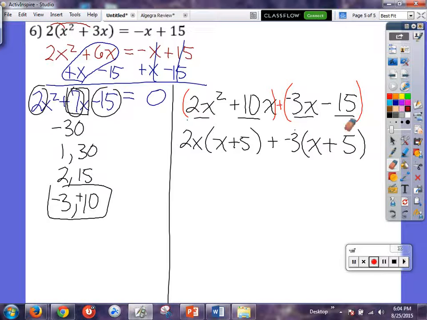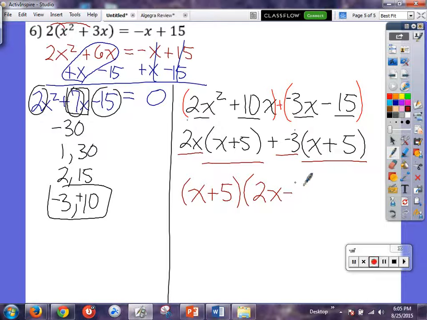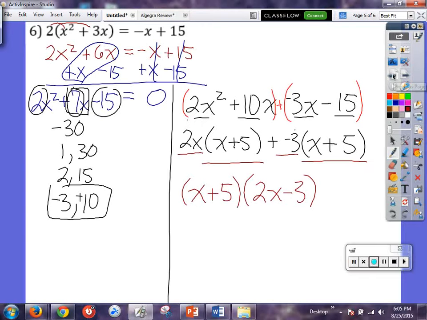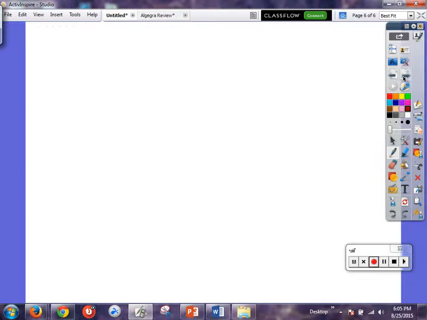Okay. Now just to check to make sure we're doing it correctly. Now here we can factor out an x plus 5. These two are the same, so we can pull them out. So let's pull that out. X plus 5. Okay. And what we're left with is 2x minus 3. Okay. And if that's confusing, I'm going to show you a different example. X plus 5, 2x minus 3.